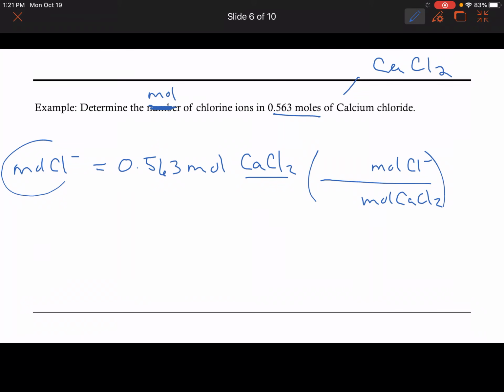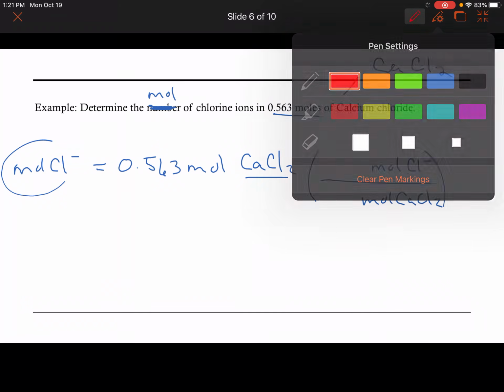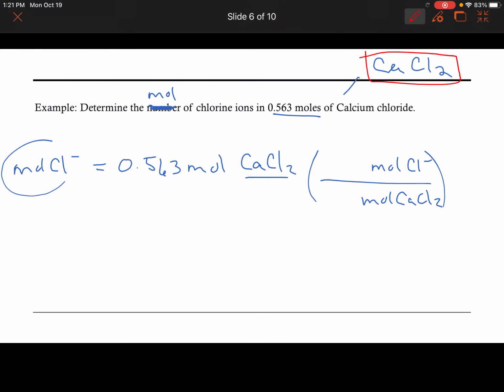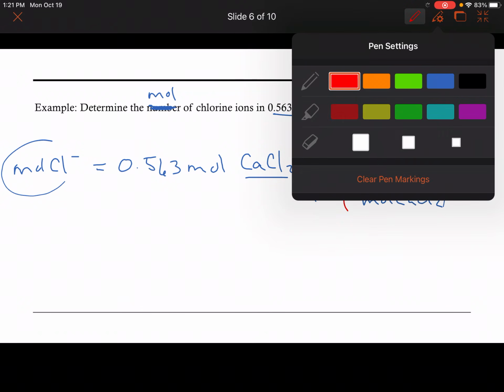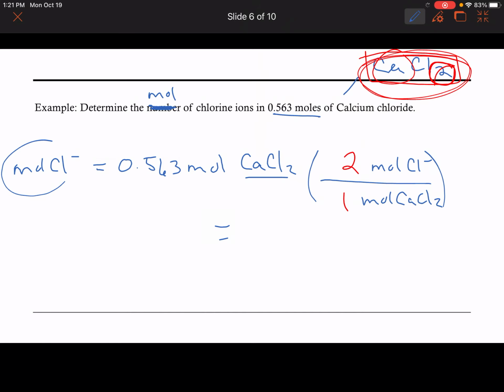So if I look up here, I know that I've got 2 moles of chlorine for every 1 mole of calcium chloride. Sorry, calcium chloride being the whole thing. So 2 moles of chlorine is going to be inside 1 mole of calcium chloride. So the ratio here is going to be 2 to 1. And then I can work that out.